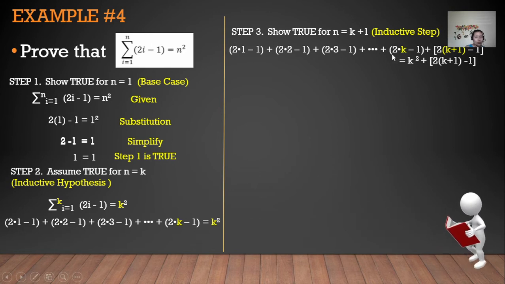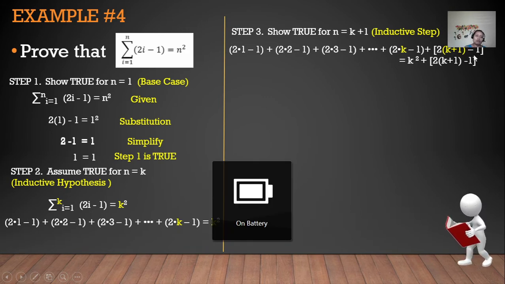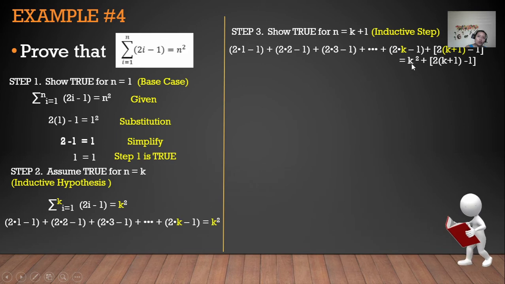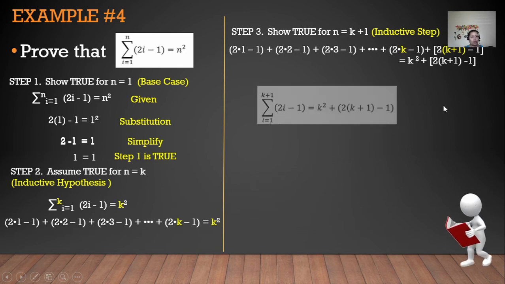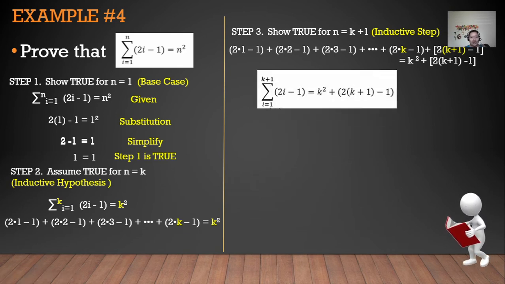For step number 3, we are going to add both sides with the k plus 1 term. So first, let's add 2 times the quantity of k plus 1 minus 1, and then on the other side we are going to add k squared with 2 times the quantity of k plus 1 minus 1. So here we can say that since this part here is equivalent to our sigma, we will have this equation. Just copy the right hand side and then change it with our given, with our n equals k.